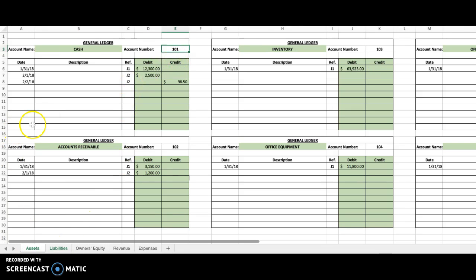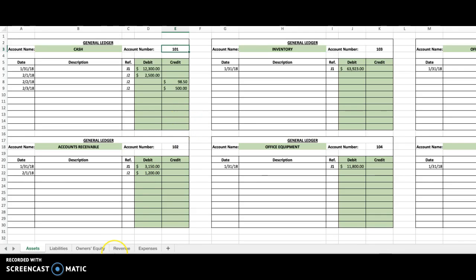Once again, we go to the cash account under assets, put in the date, and we spent money. We paid a bill, so we credit $500. Our cash account went down a little bit. Reference back to journal page 2. And again, the cash 101 number goes back into the journal on that same line of cash on February 3rd.